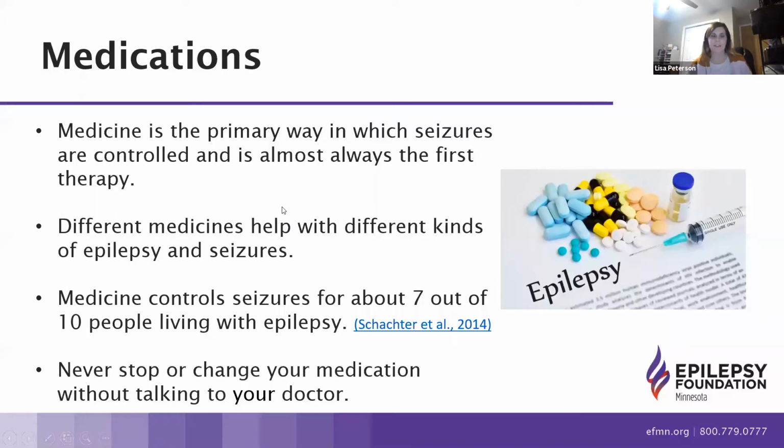All right, so thank you again, Dr. Skira, go ahead. Okay, so medication. As mentioned, medicine is the primary way in which seizures are controlled and is almost always the first line of therapy. So different medications help with different kinds of epilepsy and seizures.